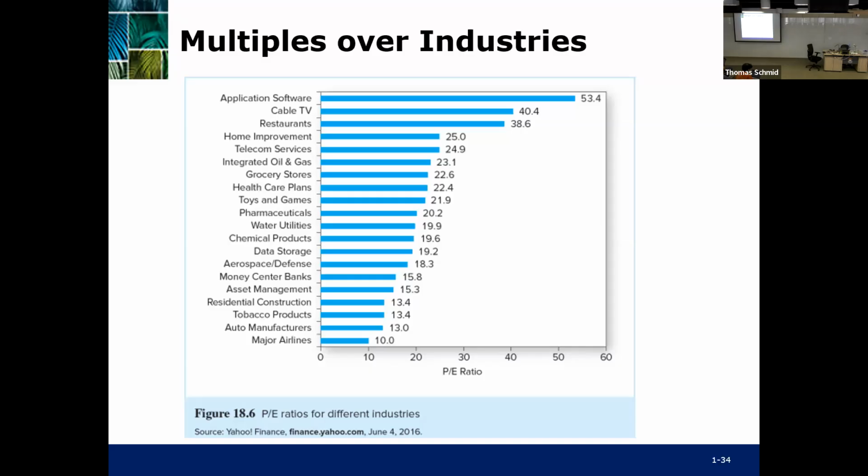So obviously now, if you have an airline, and you would apply a multiple from the application software industry, like 50, this would be vastly wrong, right? Because airlines have a much lower multiple than application software. So if you value an airline company, you should use multiples from other airline companies. If you value application software, you should use values from other application software companies. Okay? So that's important. Always use the multiples that belong to a specific industry.